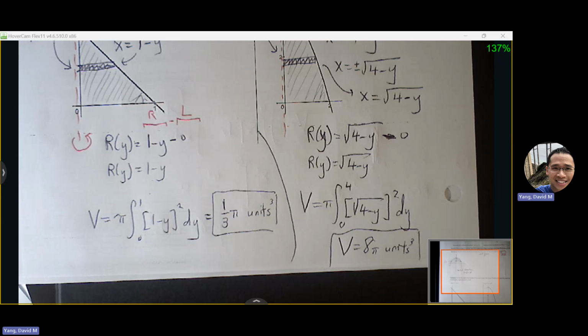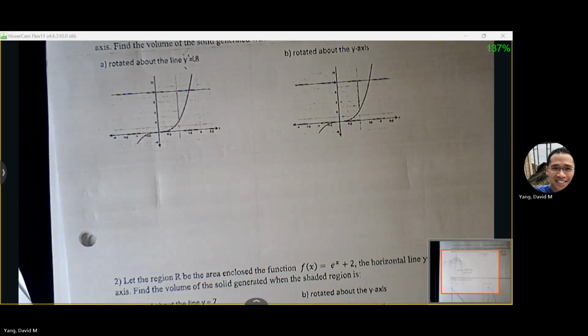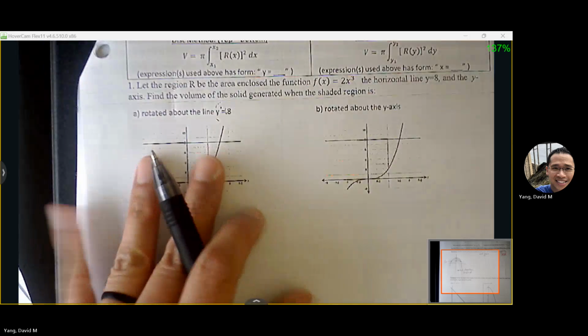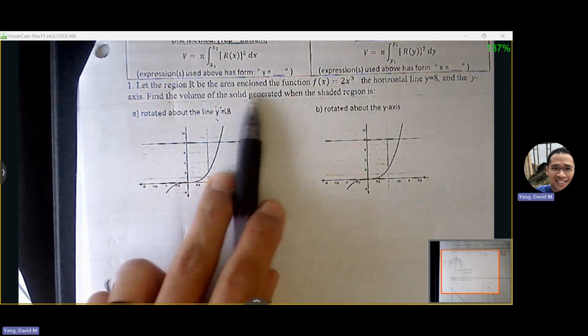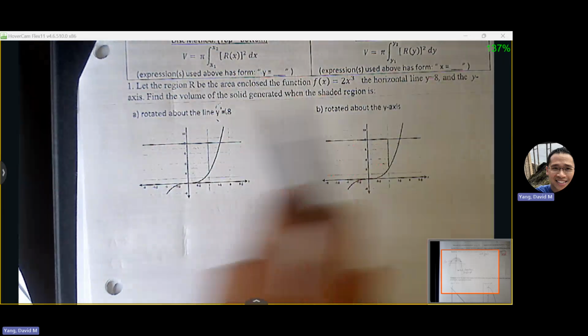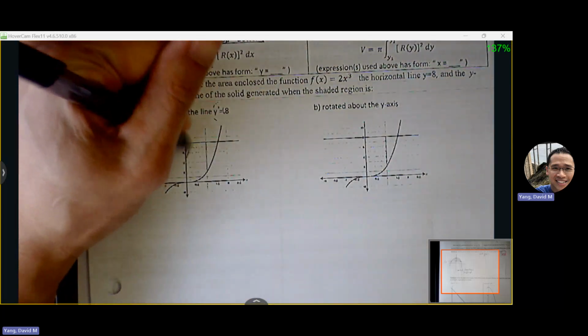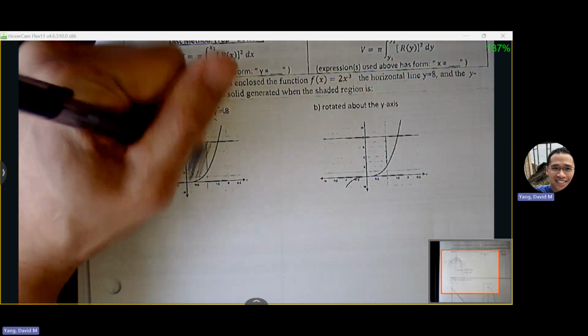Right, let's see if we can squeeze in another practice problem here. Let's go to page 11. Let the region R be the area enclosed by y equals 2x cubed. That's going to be the cubic function that you see here. Line y equals 8. That's the horizontal line up here. And the y-axis. So go ahead and shade in that region so you know what to focus on.